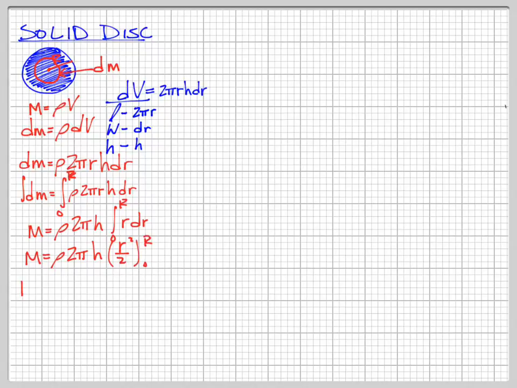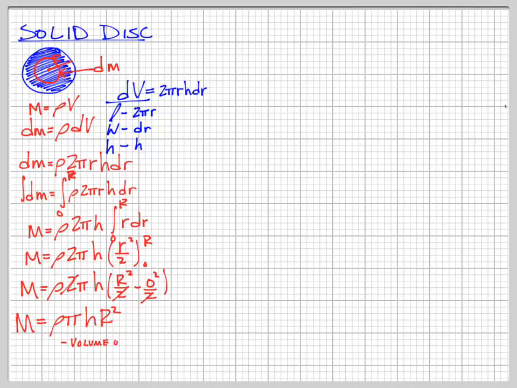It's very easy to plug in the limits here. So we do final minus initial: r squared over 2 minus 0 squared over 2. My halves cross out, which is good news. And so for my mass, I get rho times pi times h times r squared. Interestingly enough, this pi times h times r squared thing is just the volume of a cylinder. So it's rho times the volume of my cylinder.